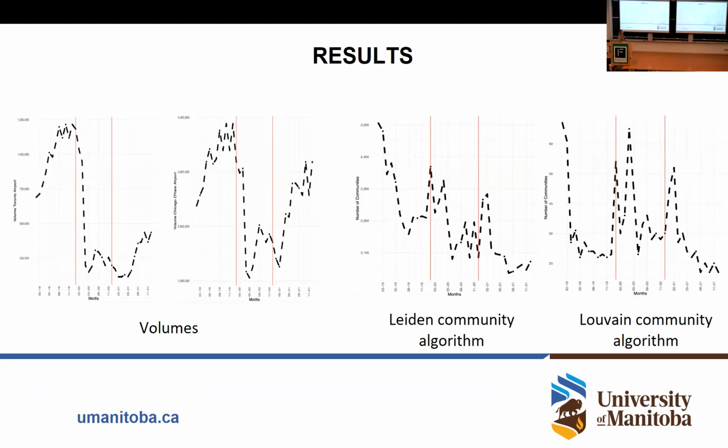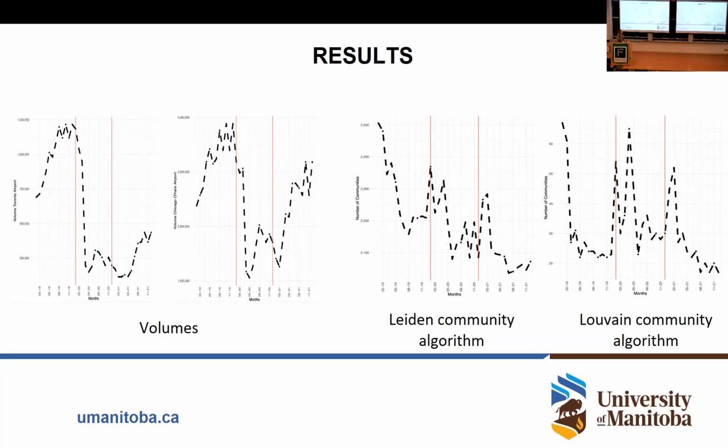As methods, we used social network analysis and graph theory methods. In this slide, we can see volumes for Toronto Pearson Airport and Chicago O'Hare Airport. In both, we can see that the lowest number of passengers for both airports happened in May 2020.